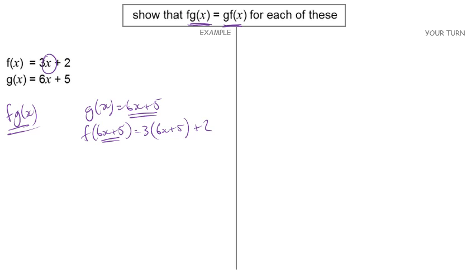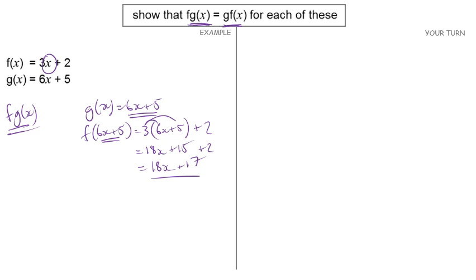And we need to tidy this up, so we'll expand the bracket. So we've got 3 times 6x, 3 times 5, still got this plus 2 on the end. We can then add together the 15 and the 2 to get 18x plus 17. So we've found what f of g of x is.